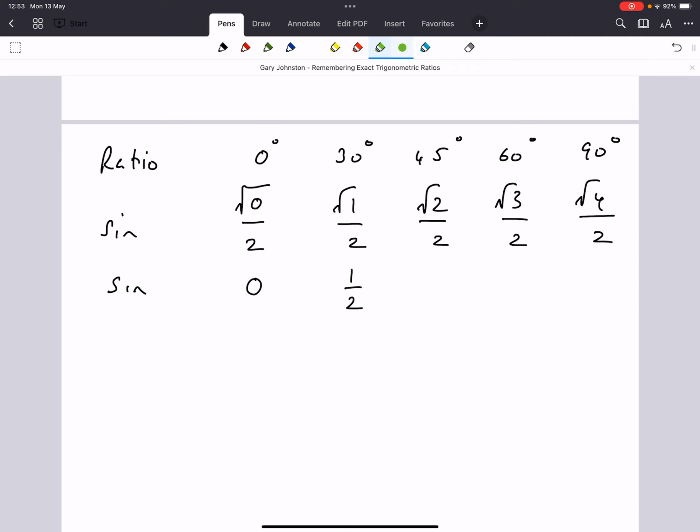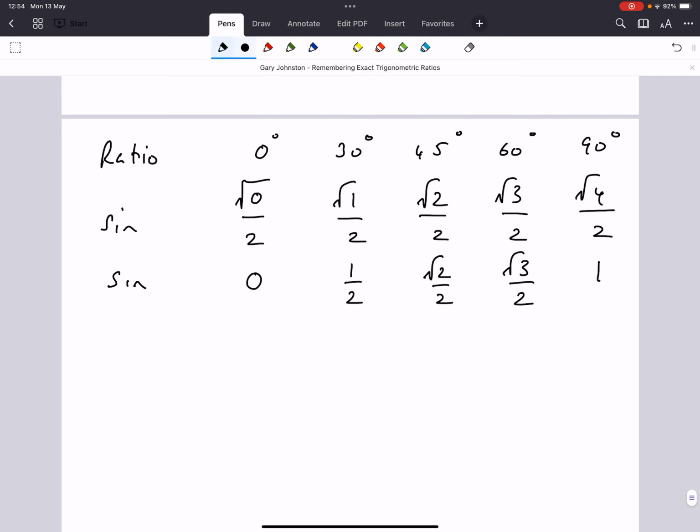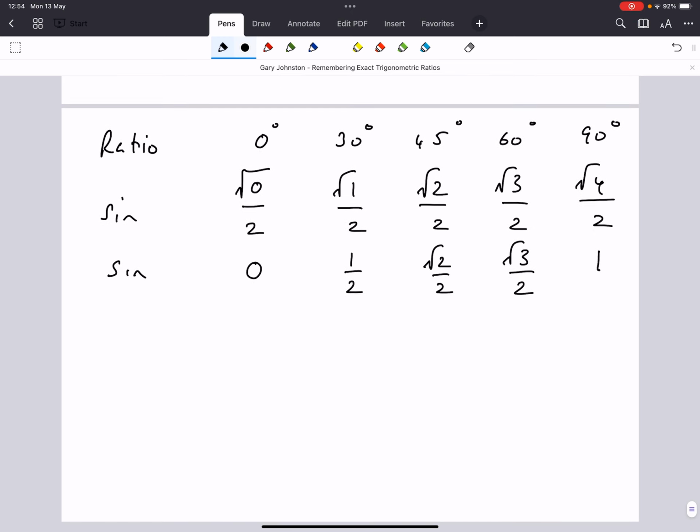So moving on to 45 degrees, we can leave that as the square root of 2 over 2. And the same for 60 degrees, which is the square root of 3 over 2. The final one in the list is 90 degrees, and the square root of 4 is 2, and then 2 divided by 2 is just 1. So that final ratio just becomes 1. So what we can do if you want is put a border around that second line because they are the simplified ratios for sine.